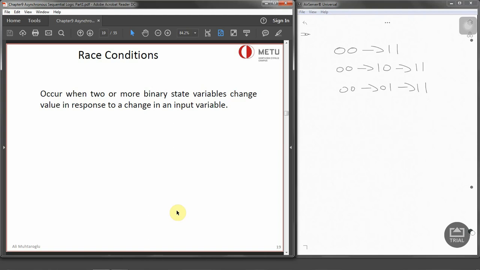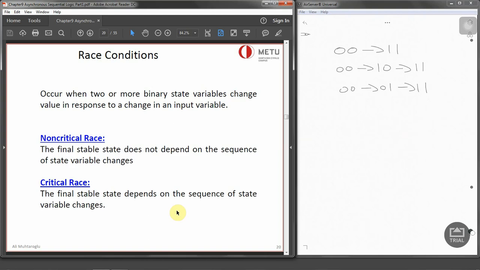So when we consider the race conditions, we have two types of race conditions. The non-critical race: if the final state that the circuit reaches does not depend on the order in which the state variables change, this is known as a non-critical race. But if it's possible to end up in two or more different stable states, depending on the order in which the state variables change, this is known as a critical race. And for proper operation of asynchronous sequential circuits, the critical races must be avoided.